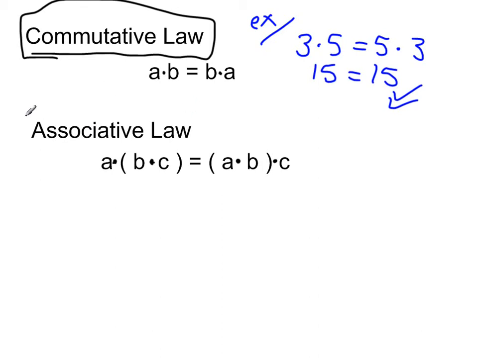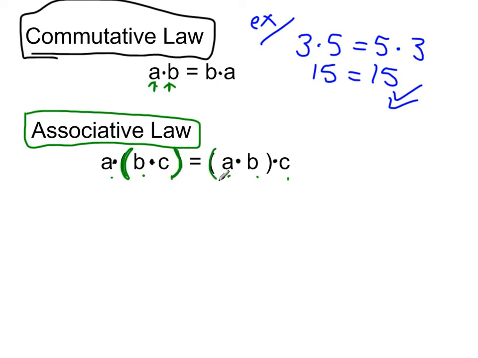The associative law is a little bit different. Now you're not changing the place of the pieces that we're multiplying together, like A and B. They stay in the same order, A, B, C. A, B, C. But what does change is the parentheses. This tells us the order in which we multiply. It's still the same idea. The order doesn't matter when we multiply.